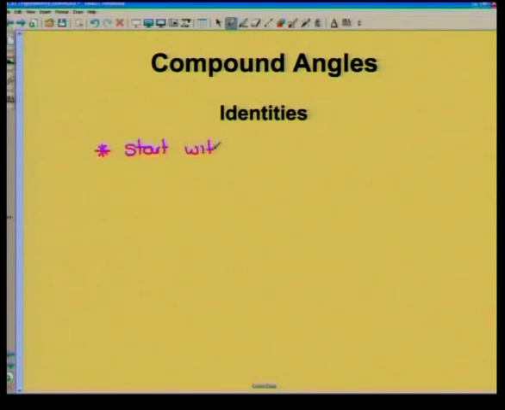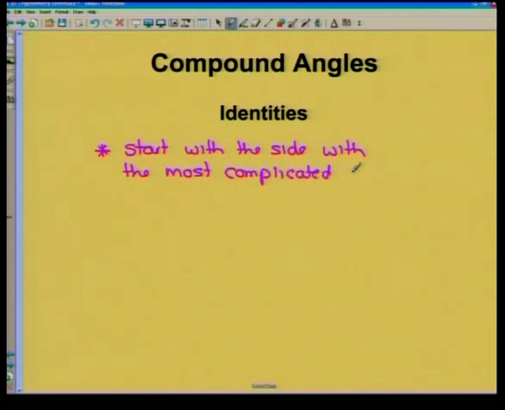The first thing we said is we always start with the side with the most complicated angles. Now this is a bit different to what we did in grade 11. In grade 11 we chose the most complicated side. Here we're choosing the most complicated angles. So a 2 theta is more complicated than a theta. A theta plus 30 is more complicated than a theta. And so this is how we make our choices.